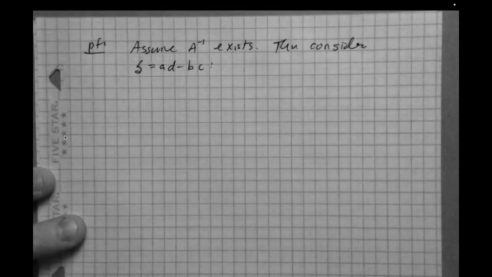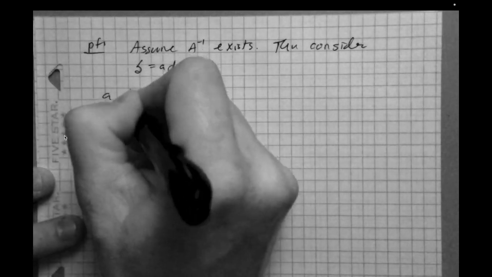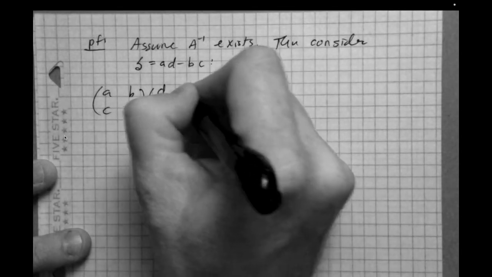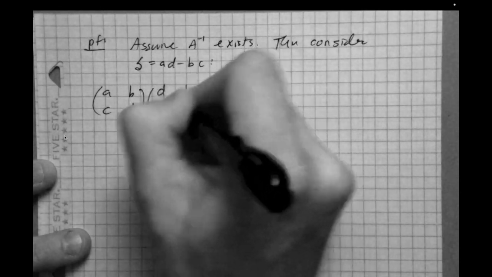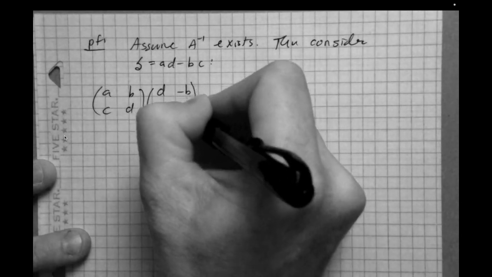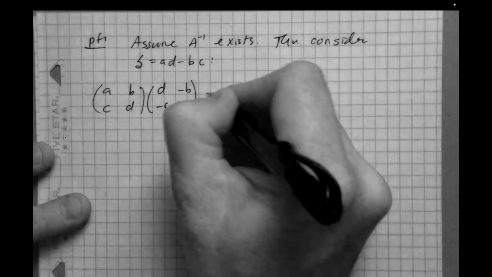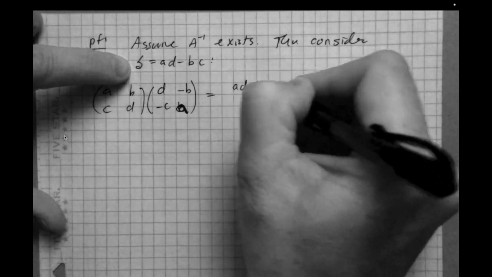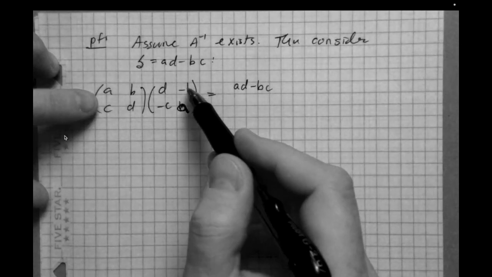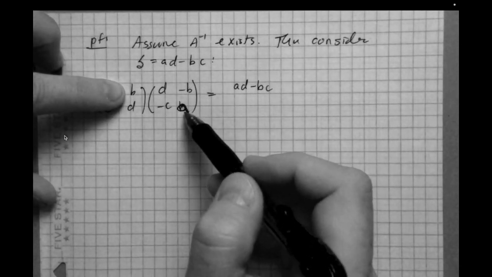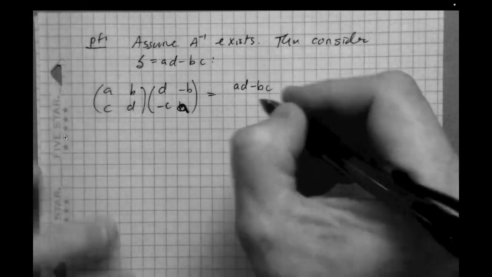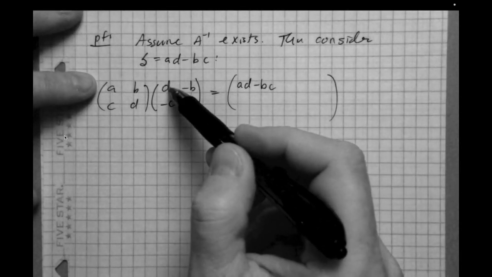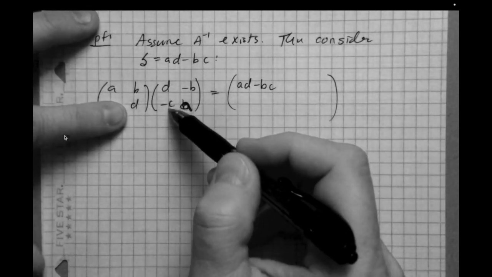Okay, let's multiply some things together here. So if I have my A, B, C, D matrix, there's my A. I'm going to multiply it by D, negative B, negative C, A. And the reason I'm doing this is because when I multiply this together, I get A times D minus B times C. Sorry, this upper one, let's do this in the right order. So AD minus BC, and then CD minus CD.